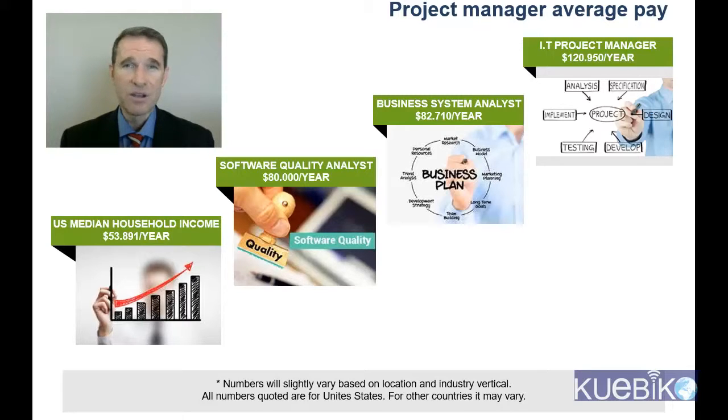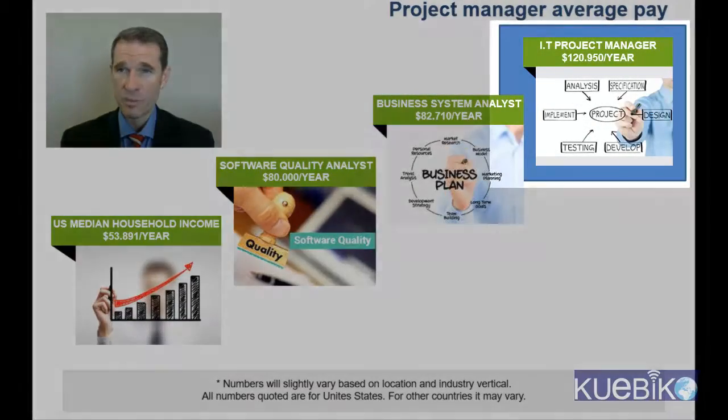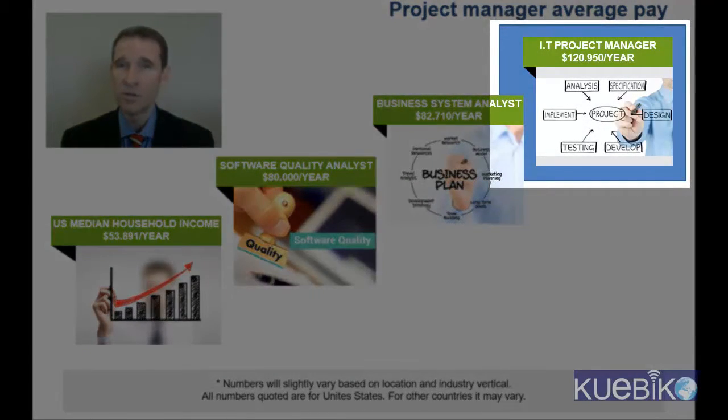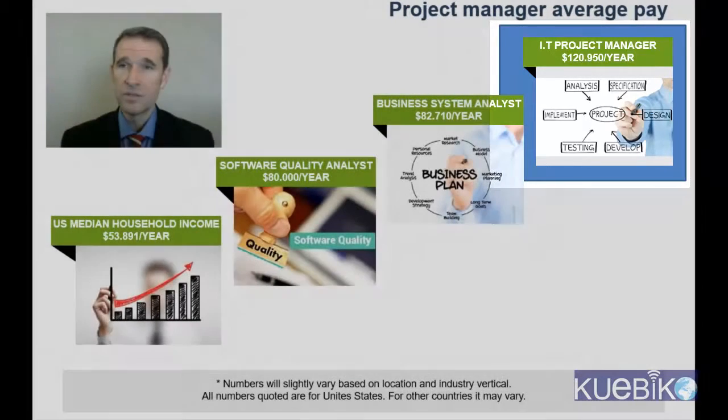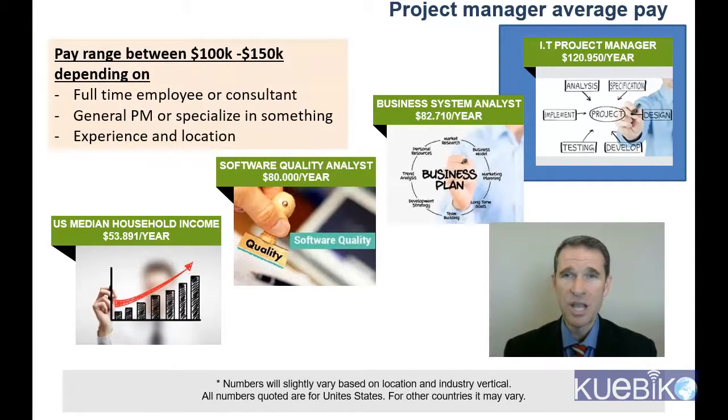The good part is that all these roles pay pretty well compared to a national average of $53,000 per year, as you can see on this chart. The average pay for a project manager, as per the Department of Labor Statistics, is $120,000. However, the true range is anywhere between $100,000 to $150,000, depending on your experience, specialization, full-time versus consulting assignments, and location.